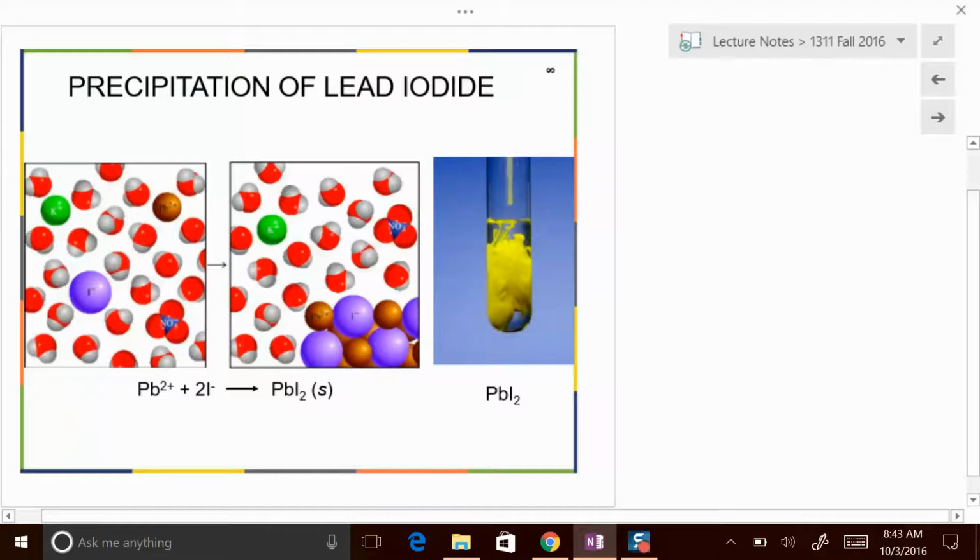So this is kind of a more in-depth idea of what's happening. Here you have nitrate, here you have iodine. I'm assuming, I can't see. Here's your lead, and here's your iodine.